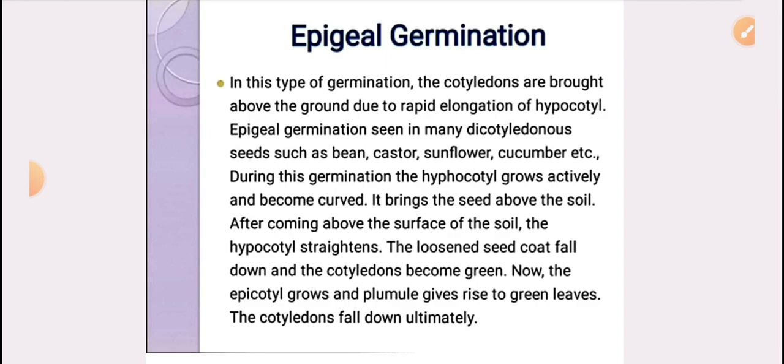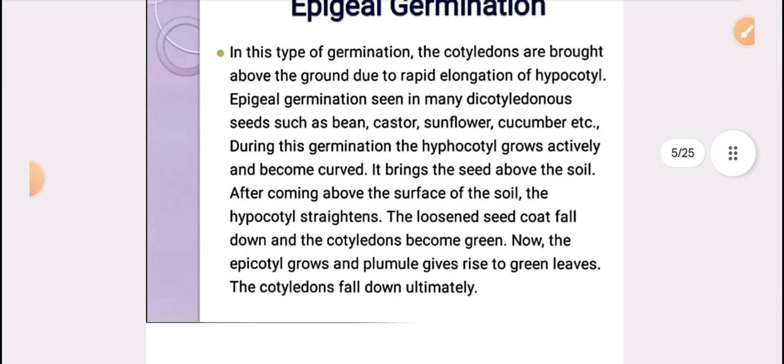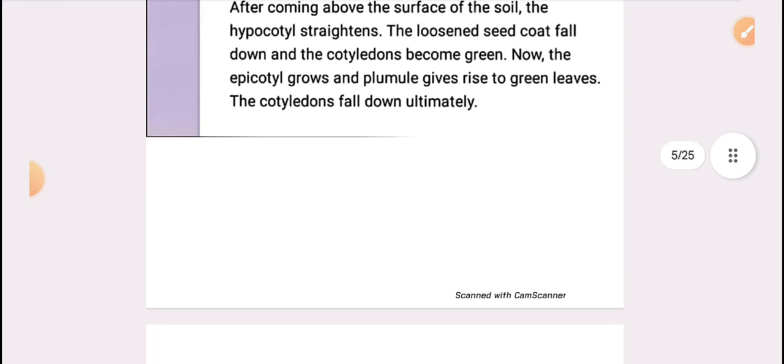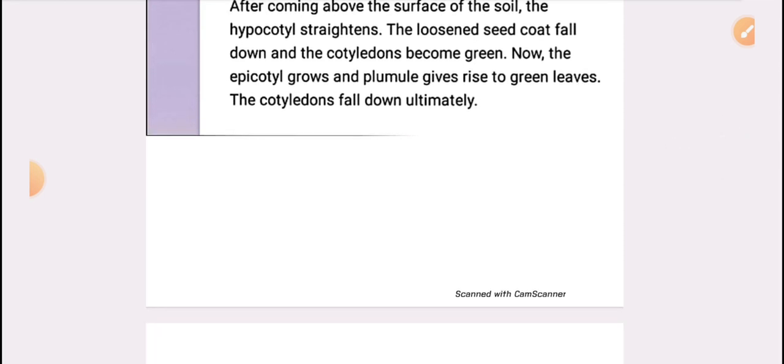During this germination, the hypocotyl grows actively and becomes curved. It brings the seed above the soil. After coming above the surface of the soil, the hypocotyl straightens. The loosened seed coat falls down and the cotyledons become green. Initially, the green cotyledons help in photosynthesis. Now the epicotyl grows and the plumule gives rise to green leaves, and the cotyledons fall down ultimately.